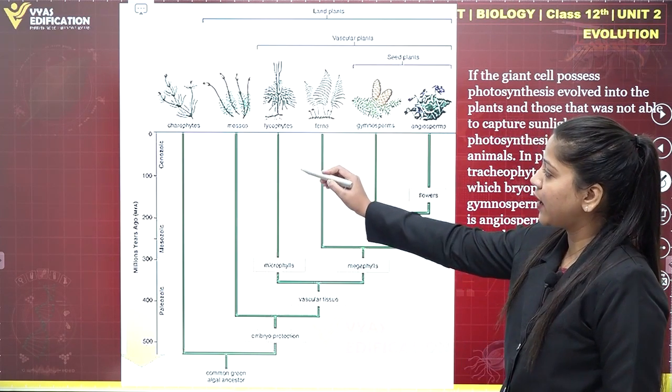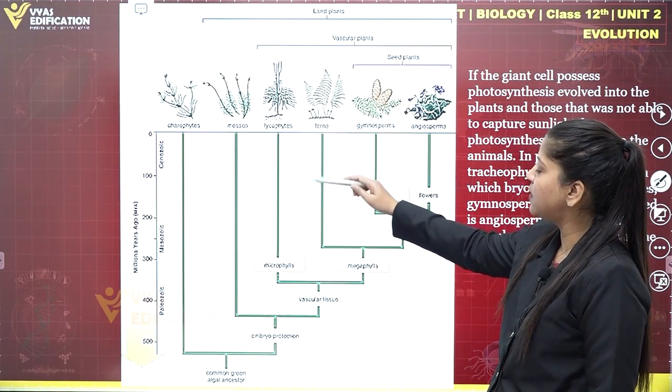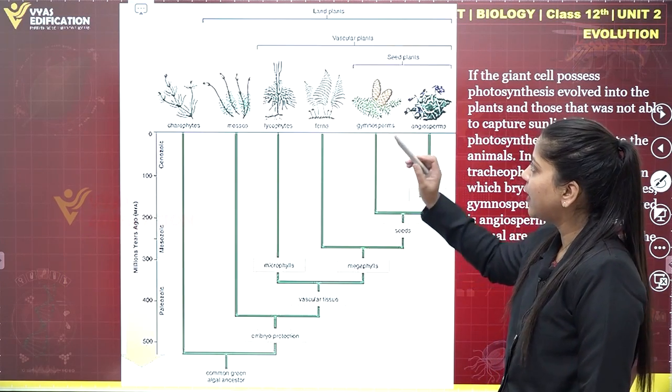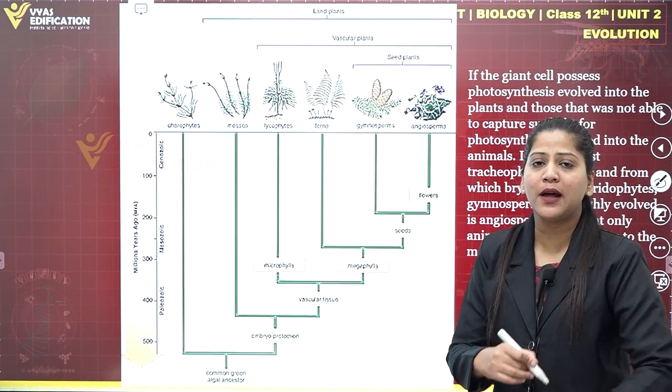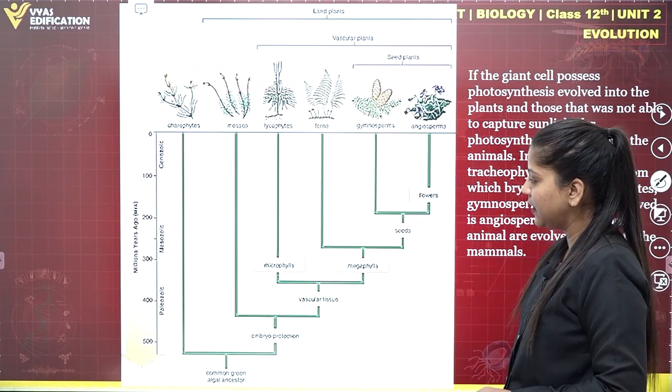Like, you have mosses, then ferns, gymnosperms, angiosperms. These are the different kinds of plants, right? Some land plants, then vascular plants and seed plants are depicted in the picture. And this picture is only from your NCERT.